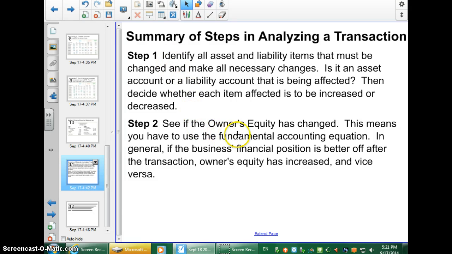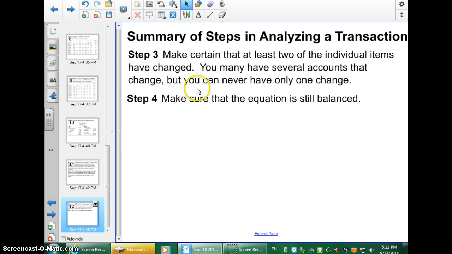Step two, decide if the owner's equity has changed. This means you'll have to use the fundamental accounting equation. In general, if the business's financial position is better off after the transaction, the owner's equity has increased, and vice versa. Step three, make certain that at least two of the individual items have changed. You may have several accounts that change, but you can never have only one that changes. And make sure that the equation is still balanced after all the changes are made.